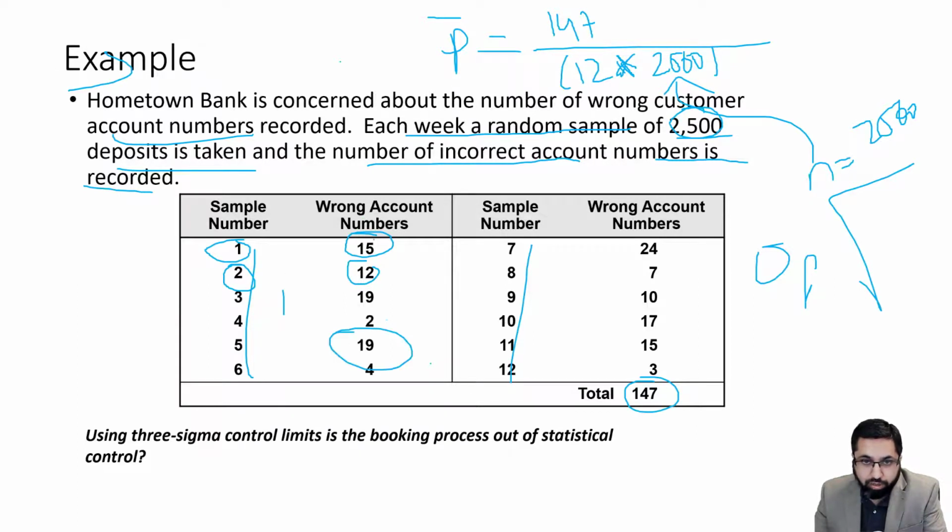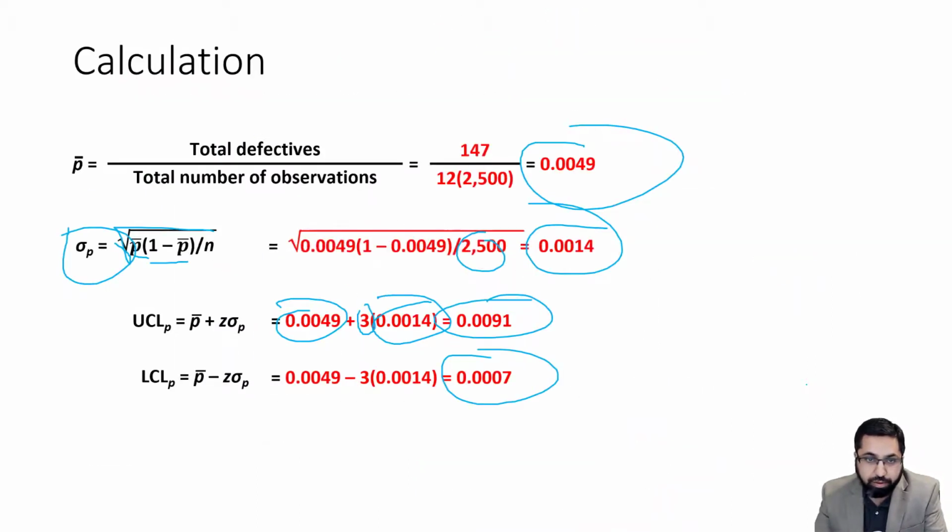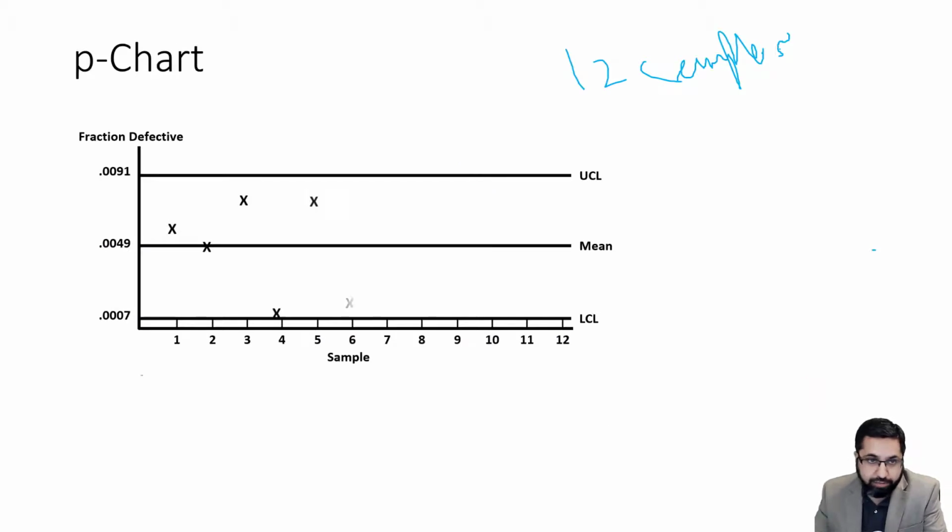right here. So for sample one, you have 15 defectives, right? So you take 15 over the sample size of 2,500, and you get some number, 0.00 whatever. So that's the number you plot here for sample 1. Then sample 2 had 12 defectives, so you do 12 over 2,500, you get a lower number like that.